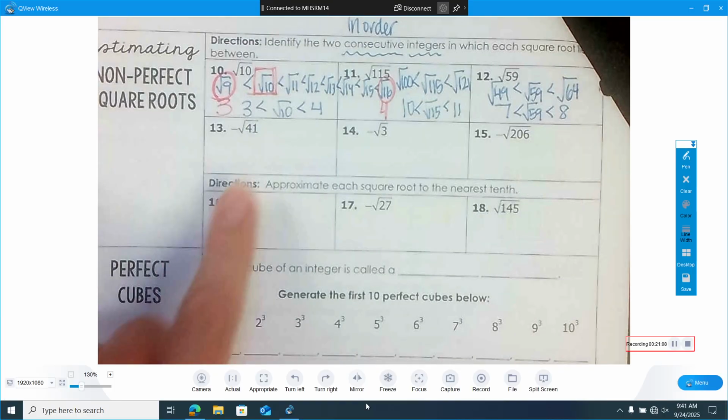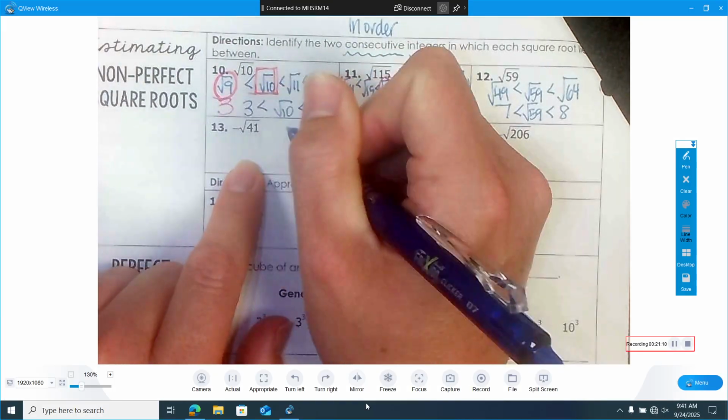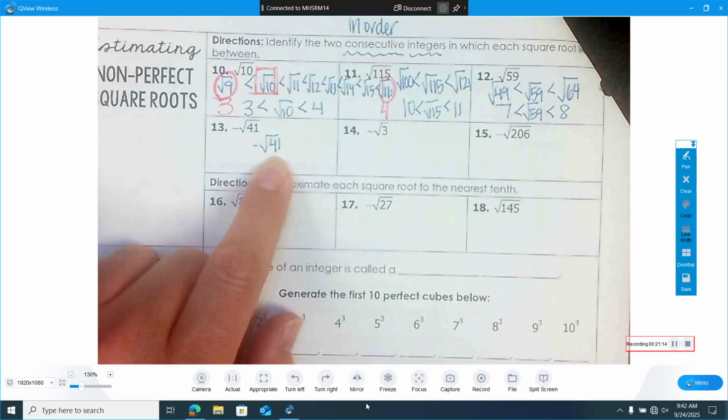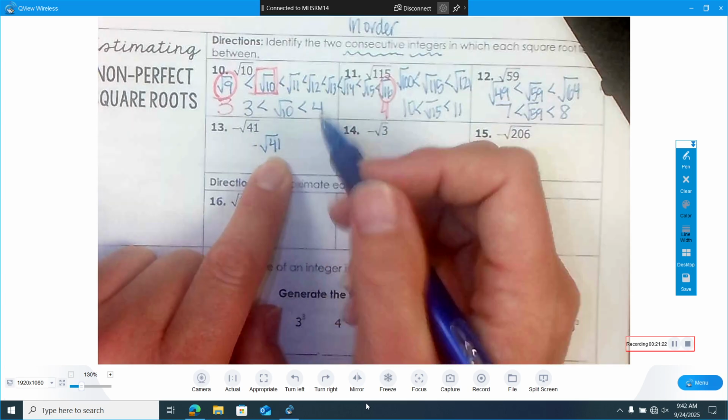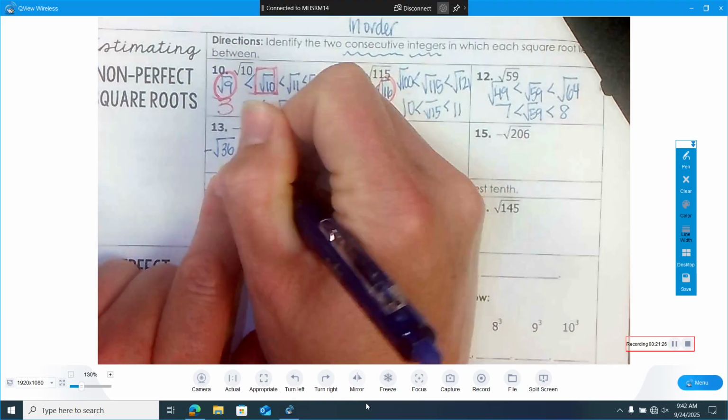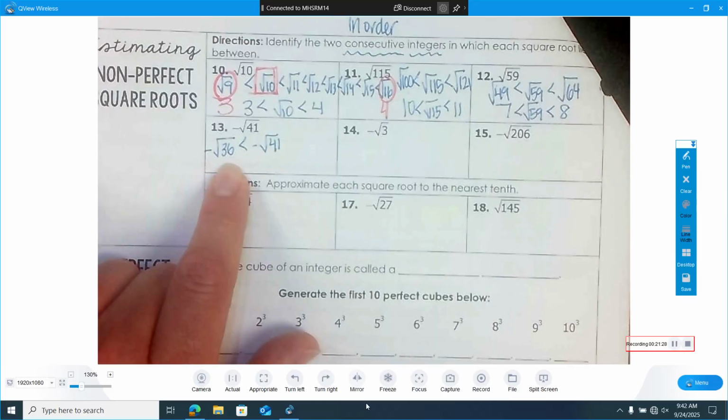So, negative radical 41. Again, I just want to think here, negative radical 41. Radical 41, I need some perfect squares on either side. What's less than 41? 36. Okay, so negative radical 36 is less than that.